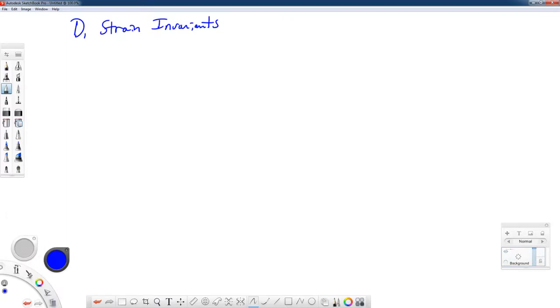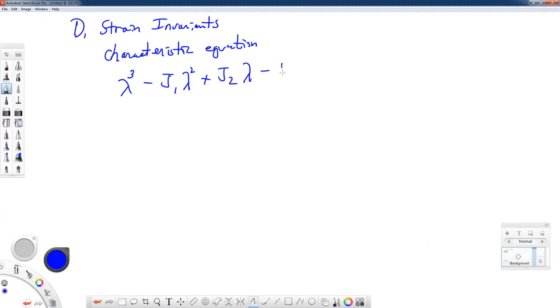Well, let's take a look in more detail at our characteristic equation. In general, for any eigenvalue problem, we can write the characteristic equation for a 3x3 set of components as lambda cubed minus some value J1 lambda squared plus J2 lambda minus J3 equal to 0.